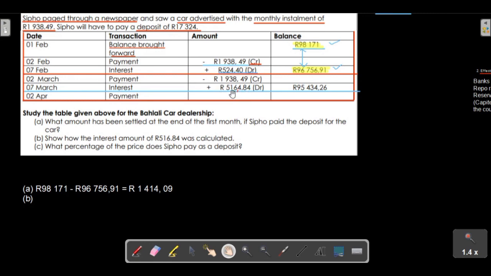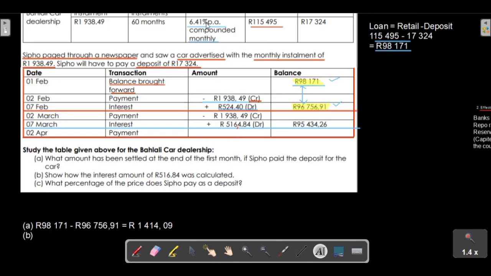But it should have been calculated on the closing balance of the previous month. Okay, so that's how you do it. So on the following month, we'll use this closing balance for March to calculate the interest that we will charge on April, which is 6.41% of this closing balance. Remember, this is compounded monthly.